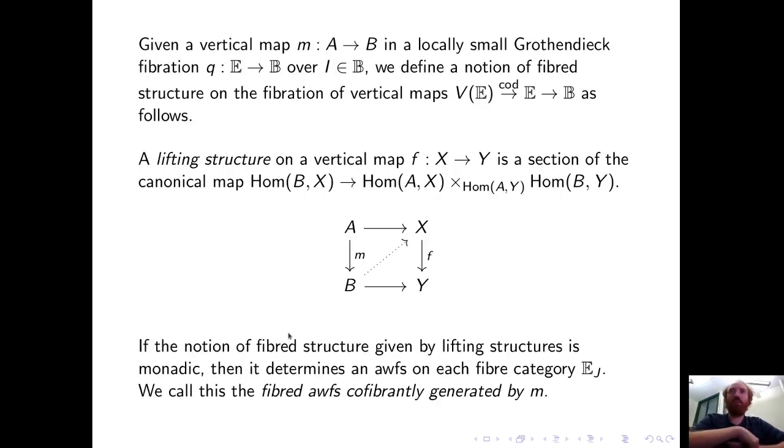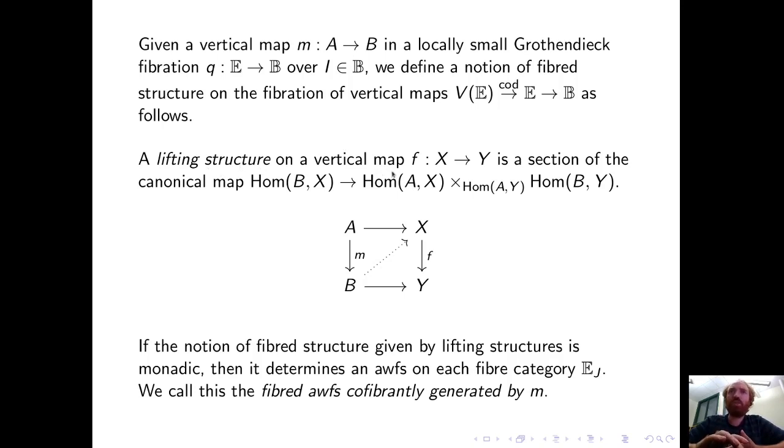Now, many examples of algebraic weak factorization systems are locally representable, so it's nice to have a sufficient criterion for showing that they are. I do this within the general framework of algebraic weak factorization systems that are cofibrantly generated with respect to a Grothendieck fibration. The idea here is we have a fixed vertical map M from A to B, and then we use this to define a notion of fibre structure.